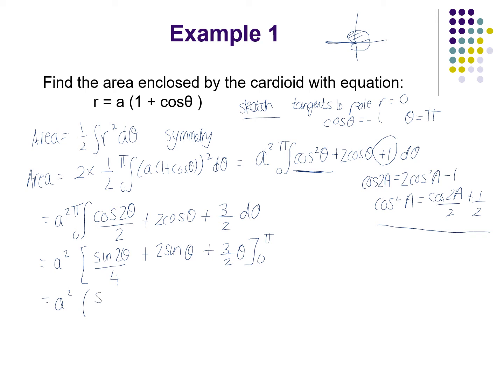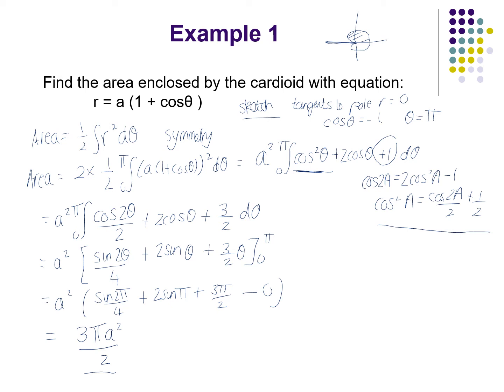Okay, so I've got sine of 2 pi over 4 plus 2 sine of pi plus 3 pi over 2 minus, now when I put in 0, sine of 0 is 0, so I'm happy enough just to pop a 0 there. Use a calculator if you want to. Sine of 2 pi is 0, sine of pi is 0, so I end up with 3 pi a squared over 2 as my answer, and you leave it in exact form like that.